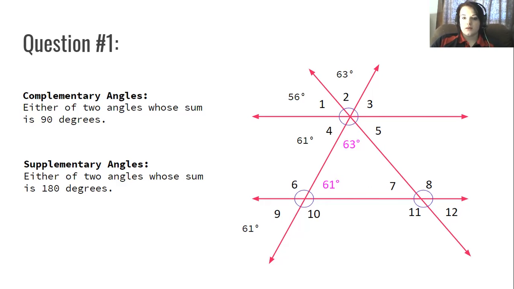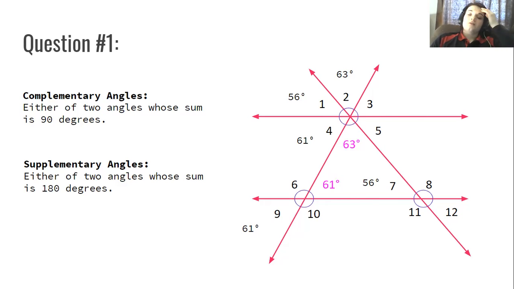Next up, we can determine what our measure for angle 7 is in our triangle. Because all triangles add up to 180 degrees, we can assume that 63 plus 61 plus angle 7 will make 180. So we add our 63, we add our 61, and that should give us 56 degrees as well.